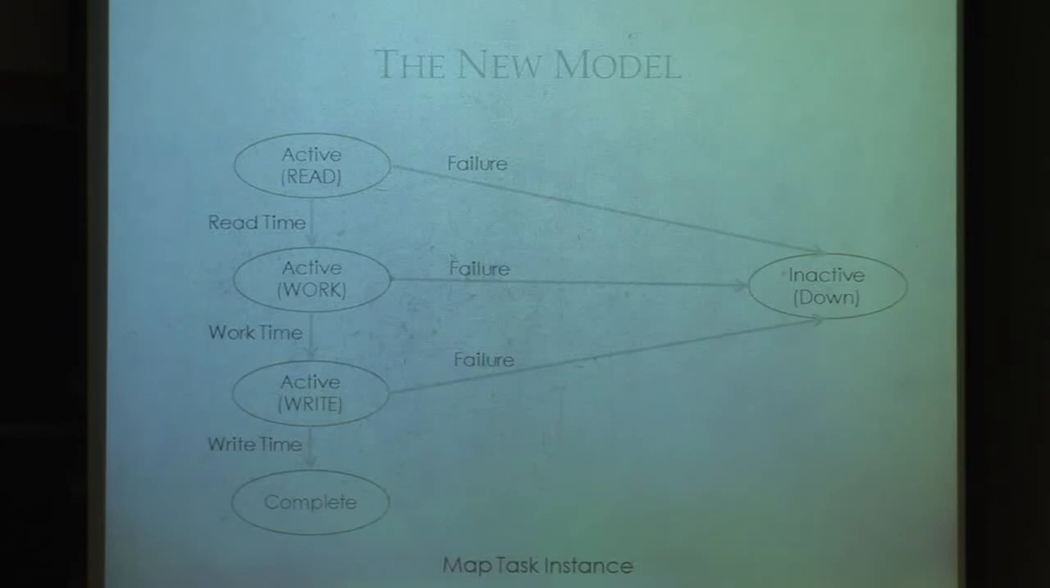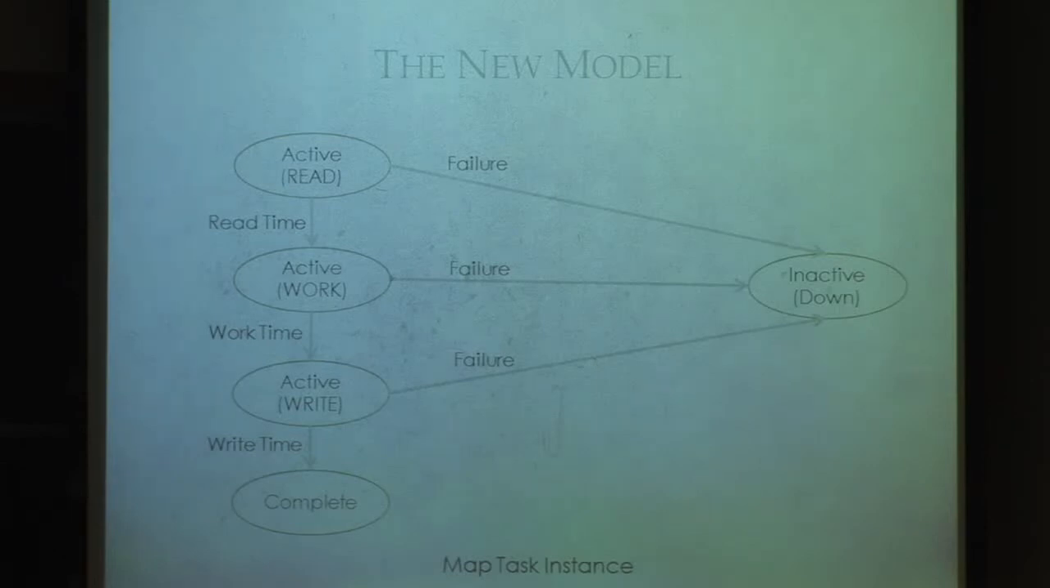Okay, so as for the new model. So here's a map task. This is our model for the map task. And we have three main states: active, inactive, and complete. So if a node is active, that means it's doing some kind of work. That work is split into three substates, if you will: read, work, and write.